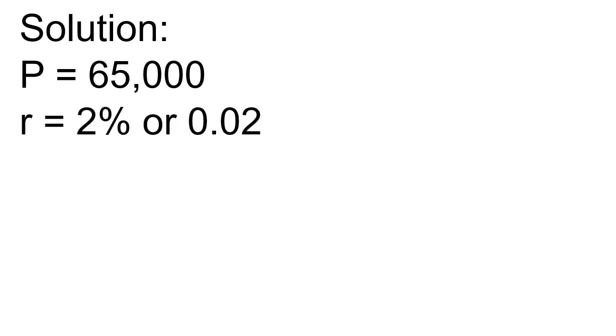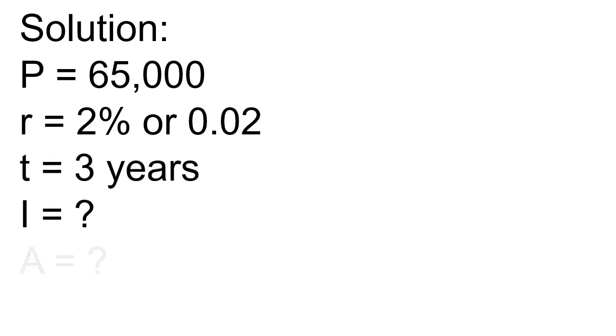So for your solution, list the given first. The principal amount is 65,000. Rate of interest is 2% or 0.02. The time is 3 years. So again, we will be solving for the interest and for the future value.